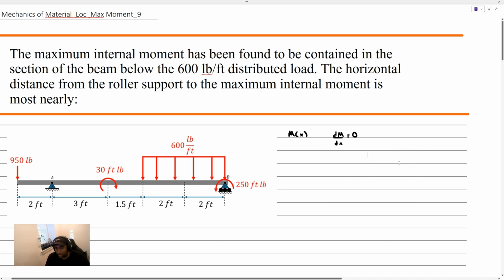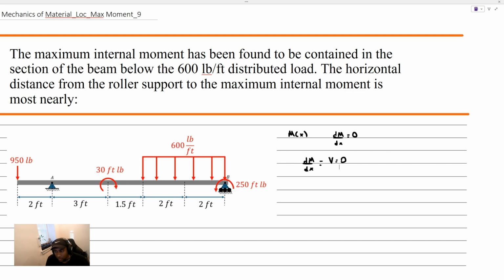Okay, the next thing is that if you recall, there's a relationship between load, shear, and moment. The derivative of the moment with respect to x, what we were going to set to 0 to find the maximum, is actually equal to the shear. So really, all we need to do is find where the shear is equal to 0, where the shear diagram crosses. If we find that, we find the location where the moment is maximum.